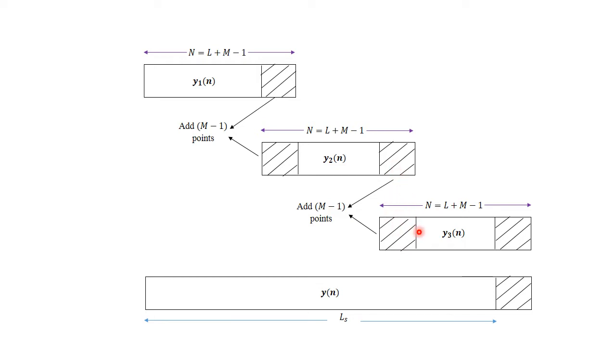Then whichever is the last sequence, in this case it is y3 of n, in the last sequence, discard the last m-1 points. We are not going to keep that as a part of the answer. Now add all these three and then we are going to get the sequence y of n, and y of n will usually be of length ls, that is, the input sequence length is almost the output sequence length. This slashed line indicates that the m minus 1 points of the last sequence we are going to discard.